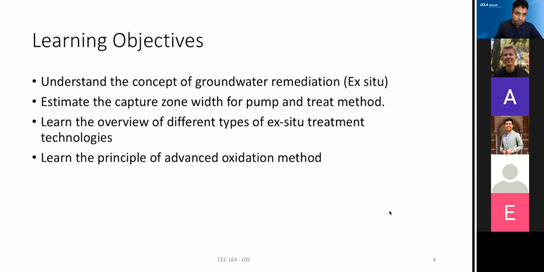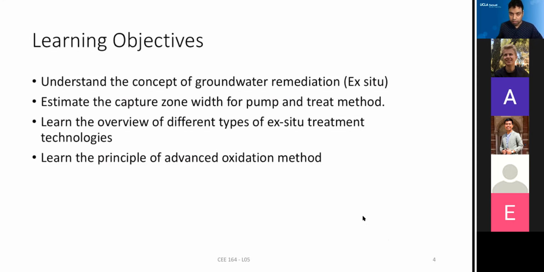All right. So, learning objectives. Today you are going to learn how to actually treat groundwater. You learned in the last class that groundwater contamination can happen because of accidents or spilling. So we have to make sure we treat them, and there are many different ways to treat it. You are going to learn about the ex-situ method.